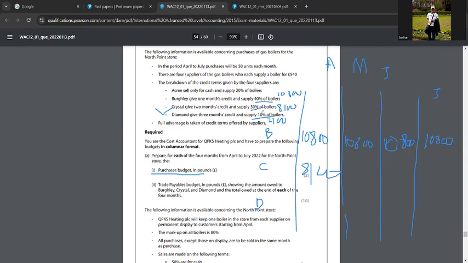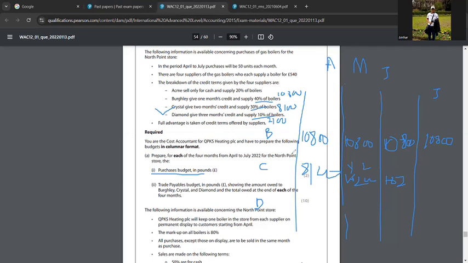This is 2 months credit, after 2 months we are paying. So this 8,100 into 2, that is 16,200. So 16,200 comes under May, and 16,200 comes under June, and the same 16,200 comes under July, and it keeps on going like that. So 16,200 for every month after that.